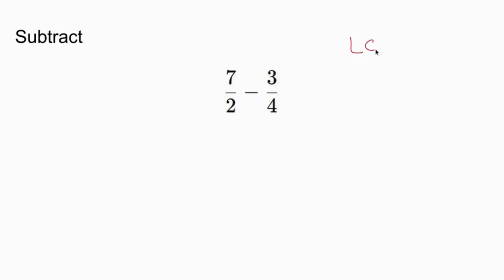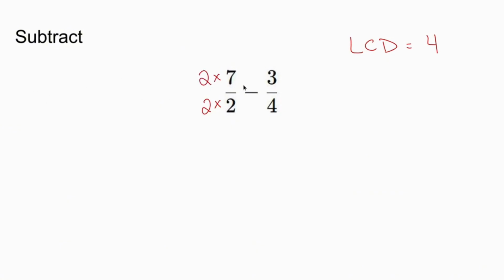However, finding the least common denominator is not going to be bad because 4 is divisible by 2, which means all I have to do is do 2 times 2 and I get 4. So my least common denominator is going to be 4. So this won't change. How do I make sure this one has a denominator of 4? Well, multiply 2 by 2. And whatever we do to the bottom number, we must do to the top number as well.